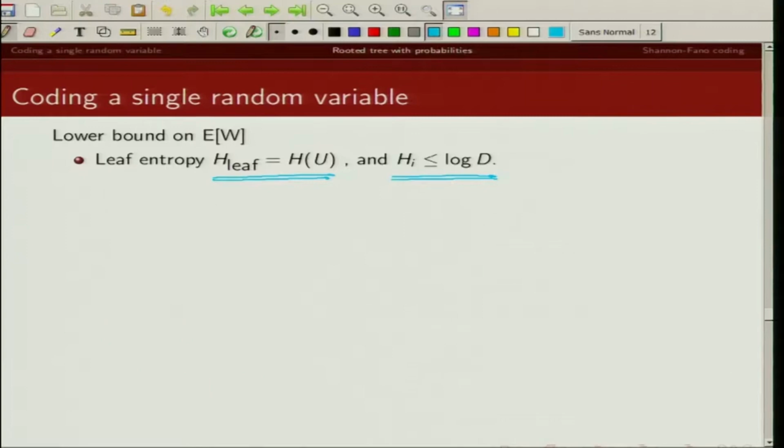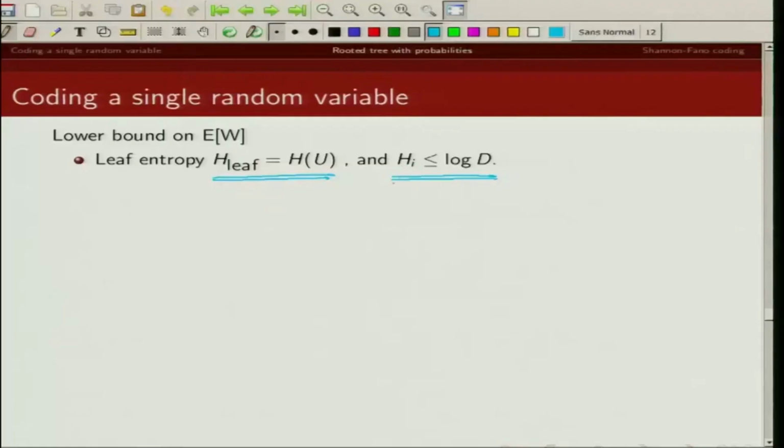Since there are D branches stemming from each node, we know from the property of a discrete random variable that the entropy cannot be more than log of the number of possibilities, and here the number of possibilities is D. So the branching entropy is upper bounded by log of D, and this equality happens when each of the branches is equally likely to happen.